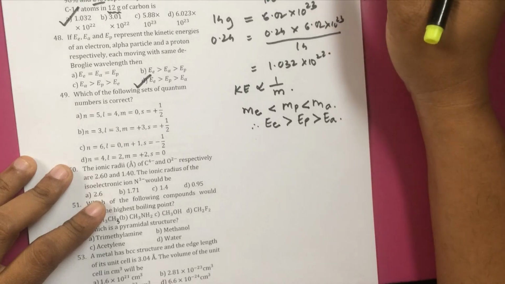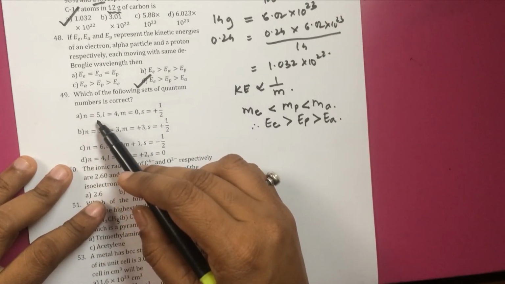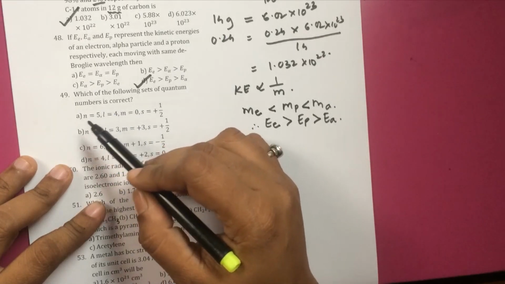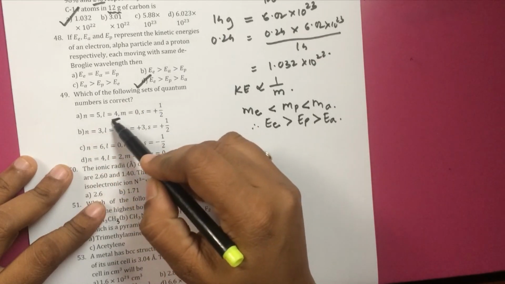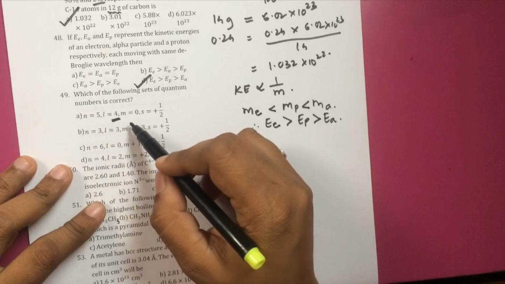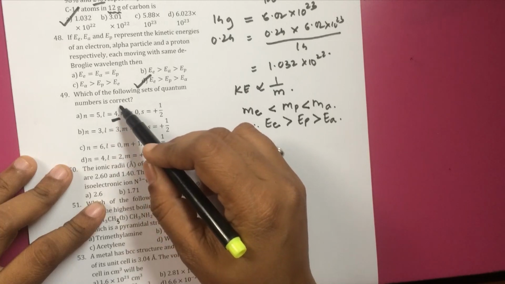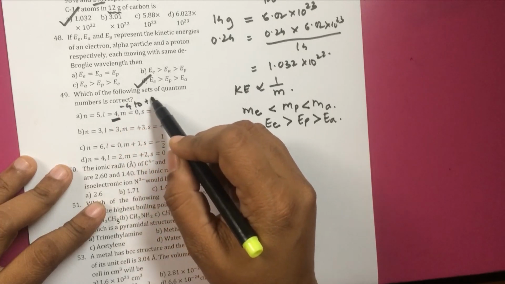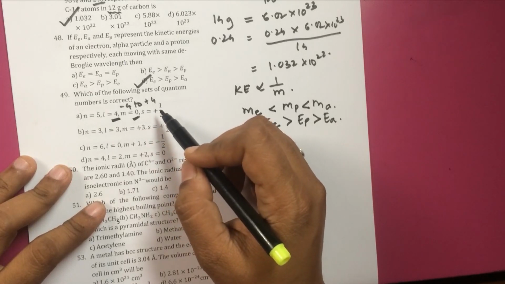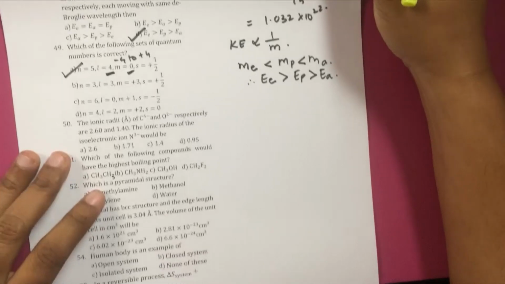Question number 49. Which of the following sets of quantum numbers is correct? n is equal to 5. So if n is equal to 5, l is in the range of 0 to n minus 1, that is 0 to 4. So the given value is permissible. And if l is 4, the m can have values from minus 4 to plus 4. So it is permissible. And s can have the value plus half. Therefore the first set is the correct one.